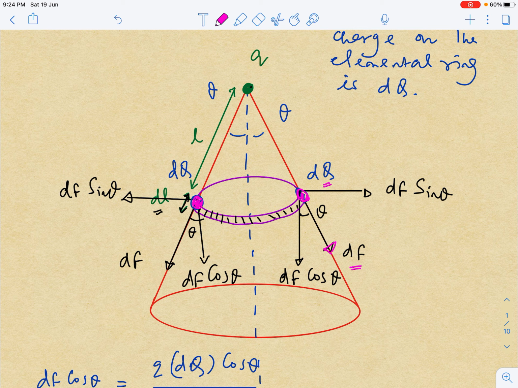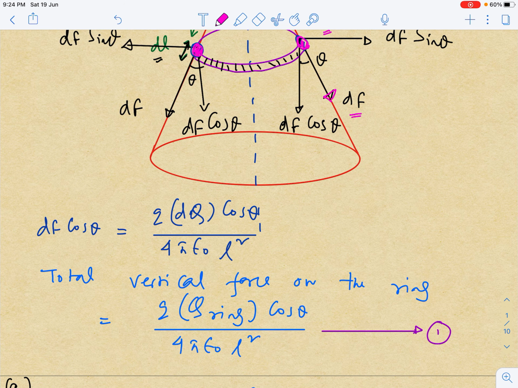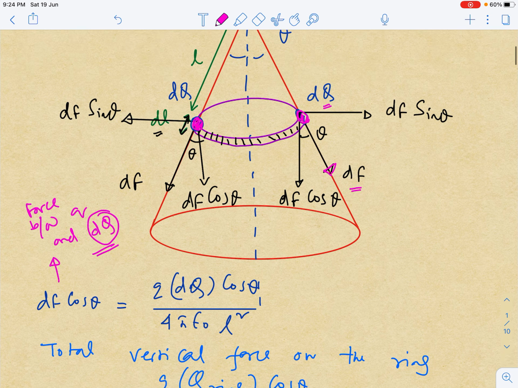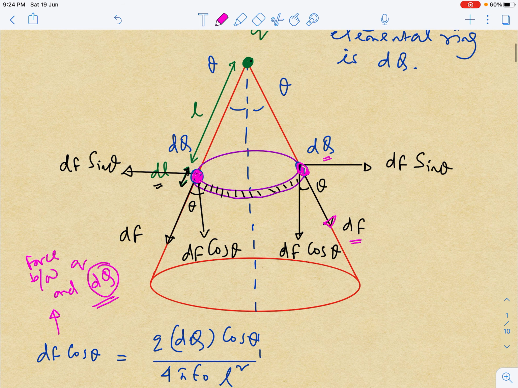So which force will survive? This force will survive, correct? So what I am taking is this force dF cos theta. What is dF cos theta? dF cos theta is basically the force between small q and dq. What is dq? dq is an element within the elemental ring. dq is not the charge on the ring. dq is an element on the elemental ring, right?